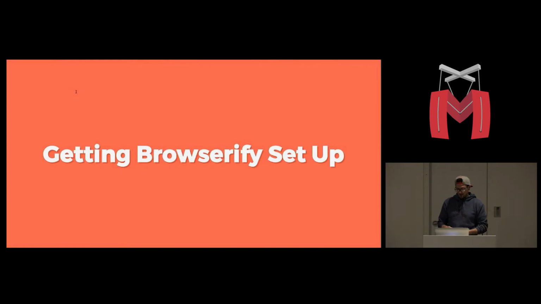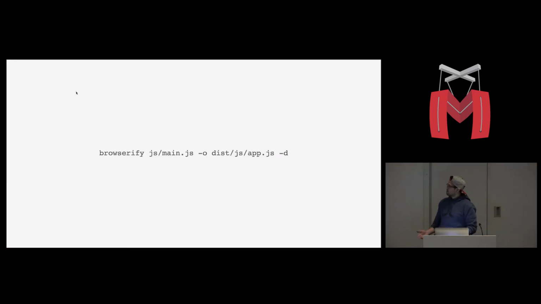Cool. So we understand why we would use it. Let's look at setting it up. As I said, at its simplest form, we can just run right from the command line. So we just give it an entry point, specify an output directory, and then specify a couple flags if we want. Like here, if we want source maps, we can add the flag for debugging.